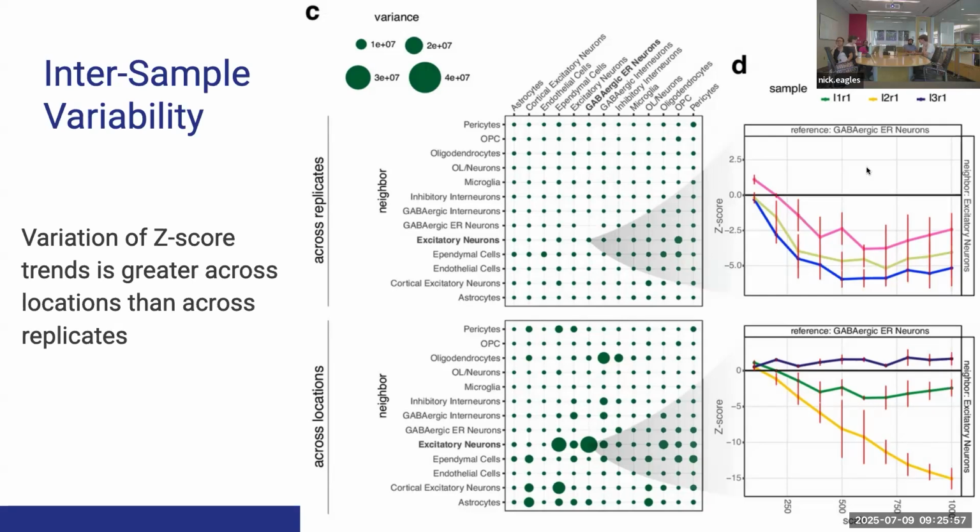So they highlight a particular pair of cell types, excitatory neurons neighboring GABAergic neurons. On the top plot in panel D, we can see this is just one location, and we have multiple replicates. All three of the replicates show pretty similar z-score trends. If you contrast that with the bottom plot here, it's the same pair of cell types, but now we're taking one replicate from each of the locations. One of them is even positive, maybe not significant. They don't show the significance lines in this plot, but there is a lot more variability here.